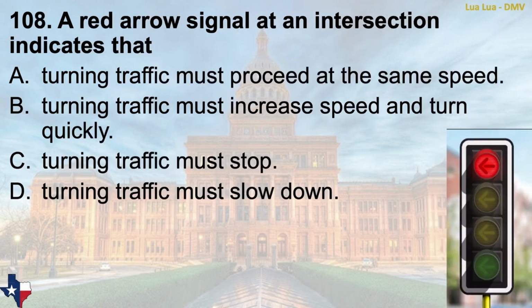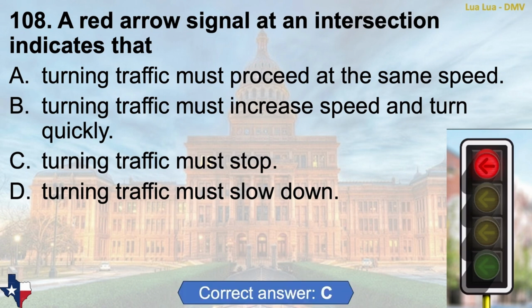Question 108. A red arrow signal at an intersection indicates that: A. Turning traffic must proceed at the same speed. B. Turning traffic must increase speed and turn quickly. C. Turning traffic must stop. D. Turning traffic must slow down. The correct answer is C. Turning traffic must stop.